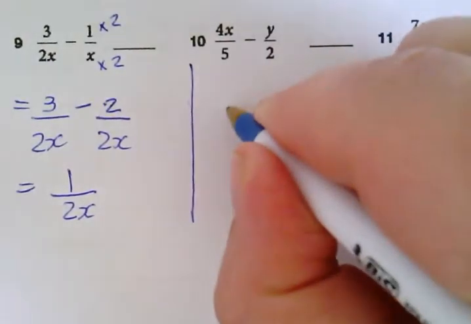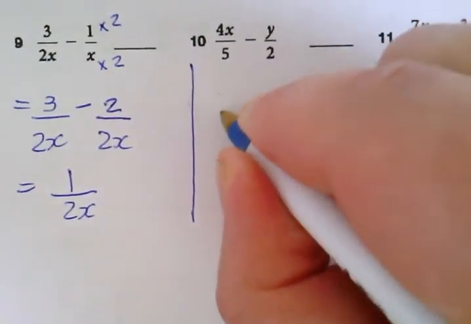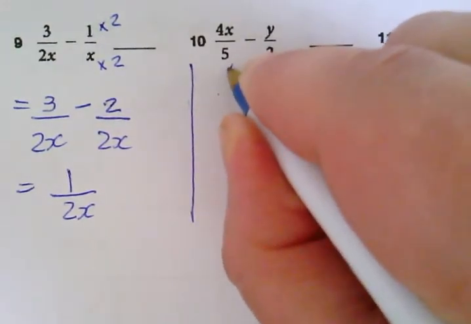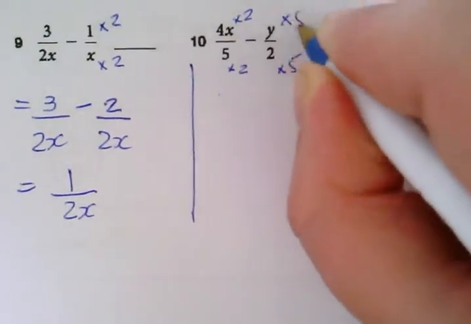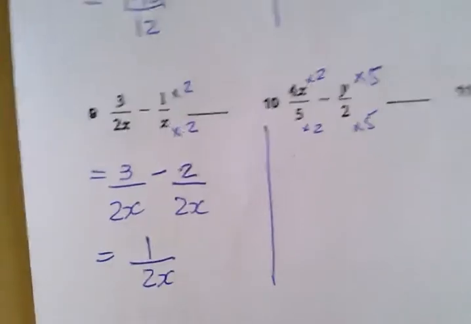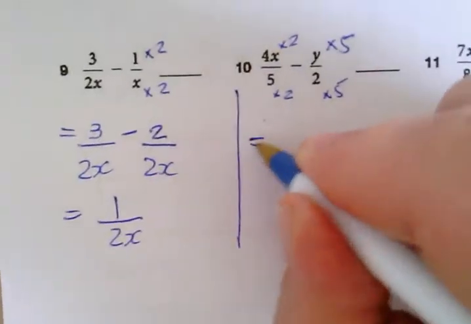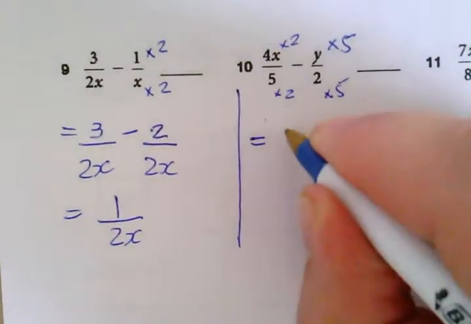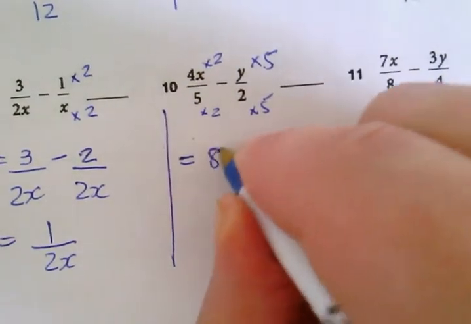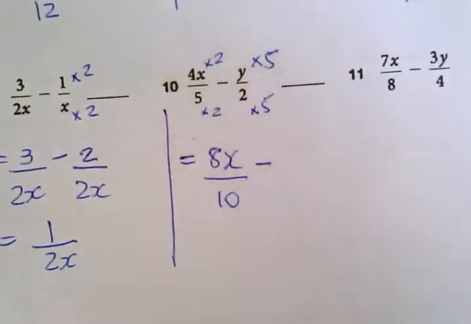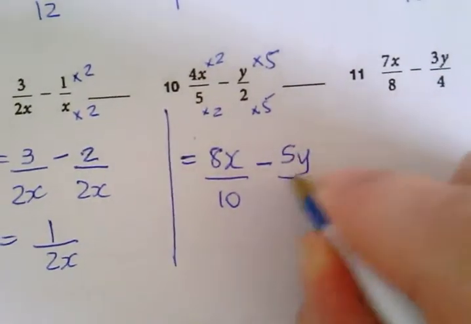All right, this one, common denominator. What common denominator? We're going to go for 10 as our common denominator with the next one. So we're going common denominator 10. What do we have? Come on. 8x over 10, take away 5y over 10.